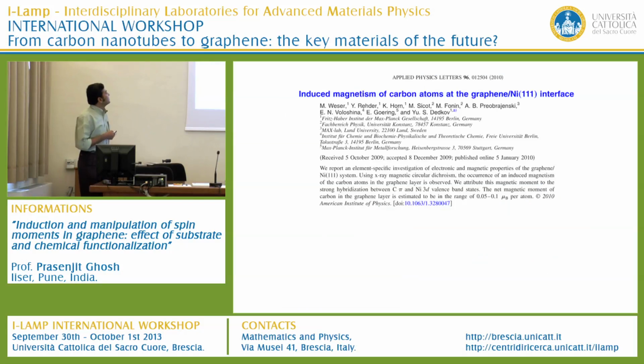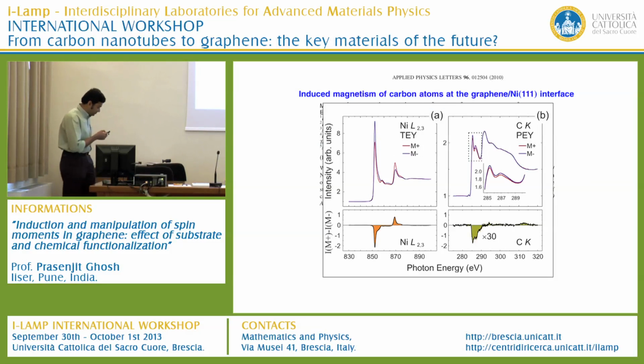There has been a recent report that, experimentally, people have observed an induced magnetic moment in the graphene sheet which is supported on nickel. This is the XMCD spectra of the carbon K edge, and one can see that there is a difference between the spectra obtained for spin up and spin down polarization. However, this difference is pretty small, and it lies within the experimental error bars. That's how we started looking into these systems.